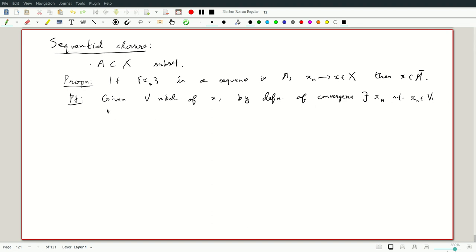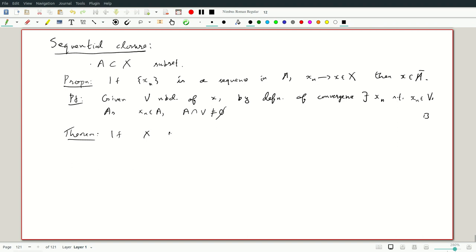Okay, and as Xn belongs to A intersection V, it is non-empty. So given any neighborhood of X, its intersection with A is non-empty. So that we saw is a characterization of being in the closure. So this completes the, but what about the converse? The converse need not be true, but it is true if you are first countable. So here's the theorem.